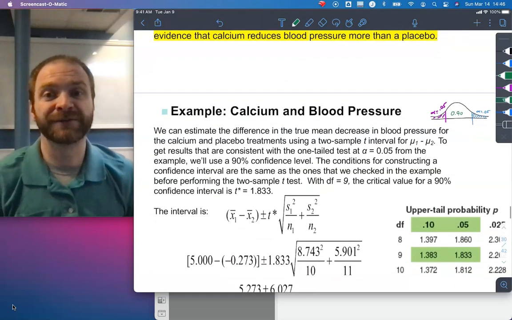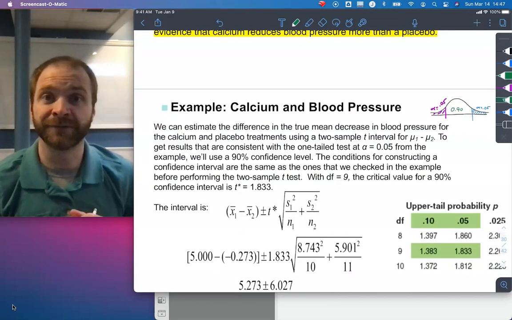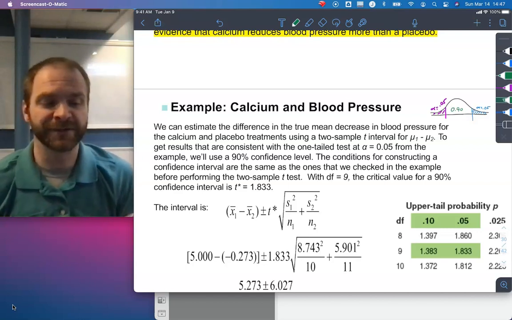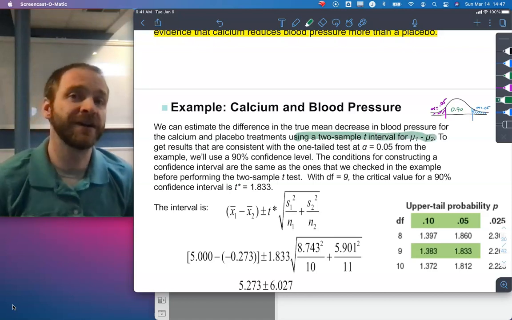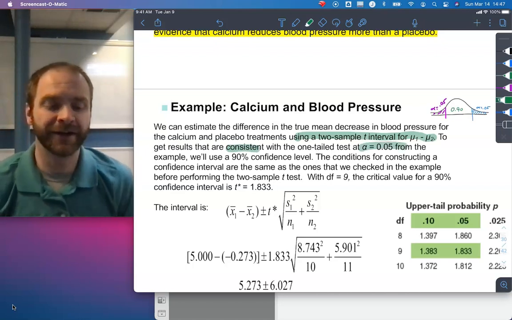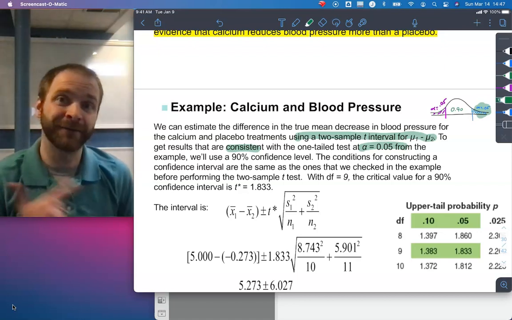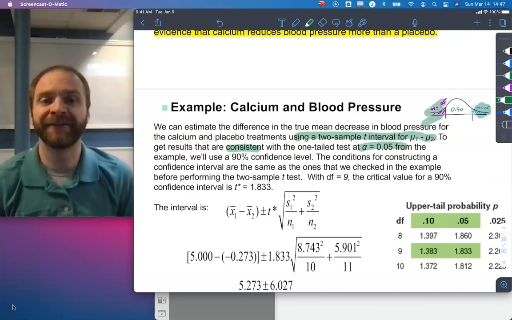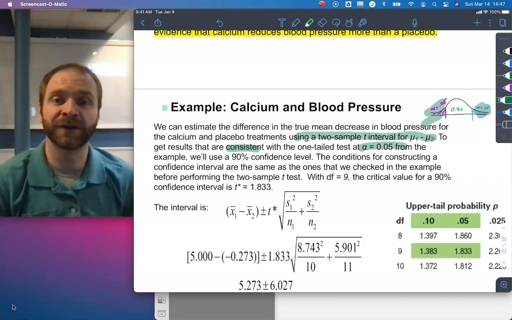So that's what the first part is trying to tell you. We can estimate the difference of the true mean decrease in the systolic blood pressure for the calcium and placebo treatments using a 2-sample t interval for mu1 minus mu2. Look at that, it is defining using a 2-sample t interval. But to get those results, you have to be consistent. And that's what I was talking about with the one-tailed test. Our one tail had a 0.05 on the right side. So to be consistent, I cannot change that right side. So I have to create a left side which is equal to it. That really makes me have a 90% confidence interval, with my degrees of freedom in this case still being 9, the more conservative of them.